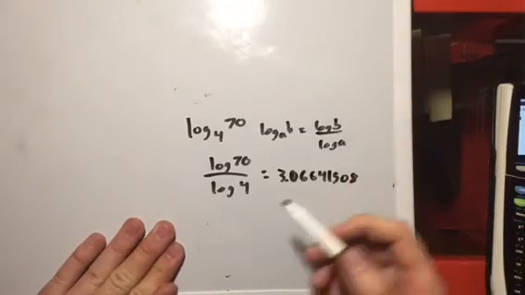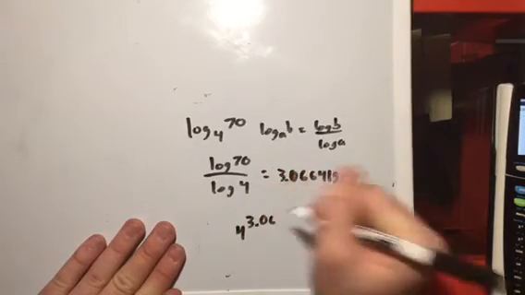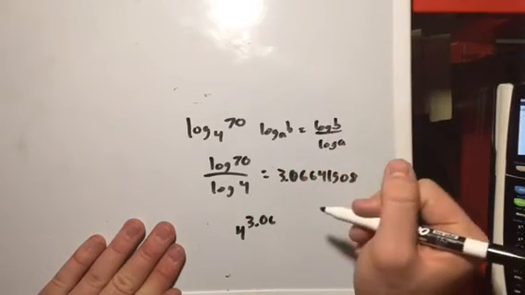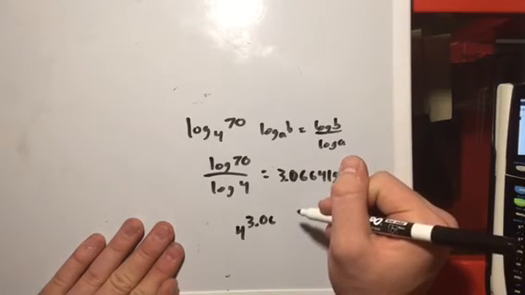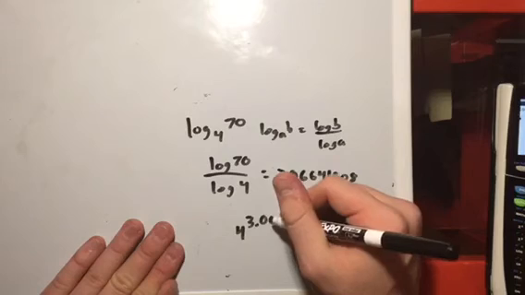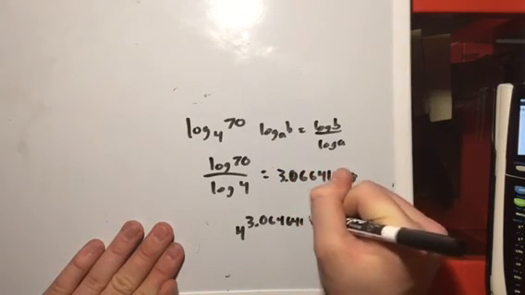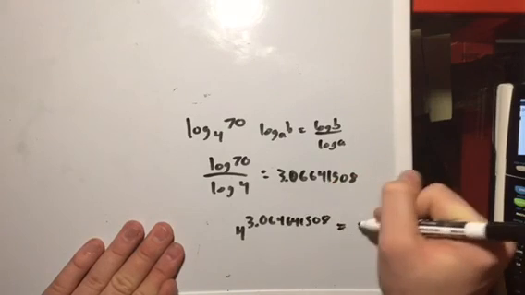3.064641508. So 4 to the power of 3.064641508 equals 70.